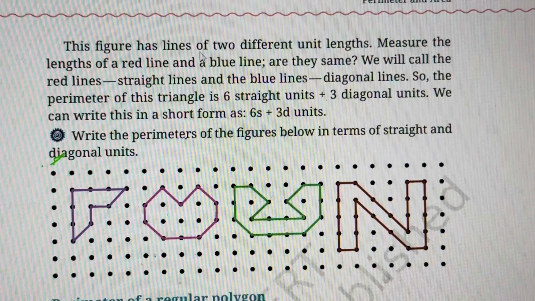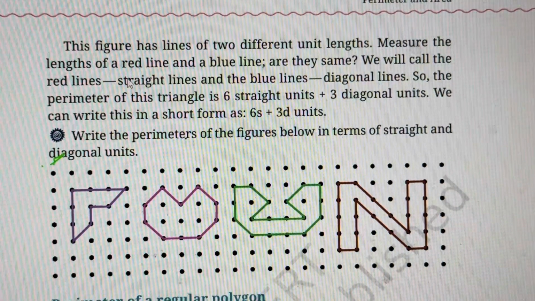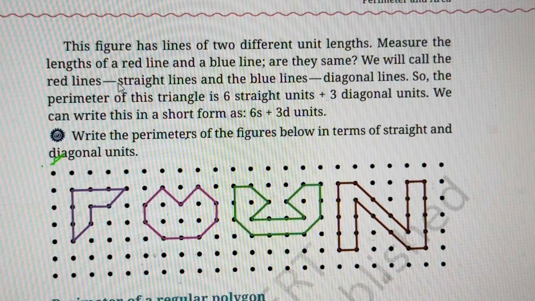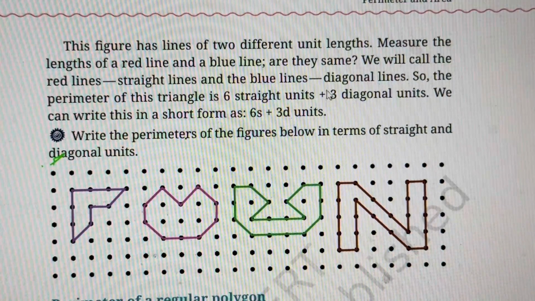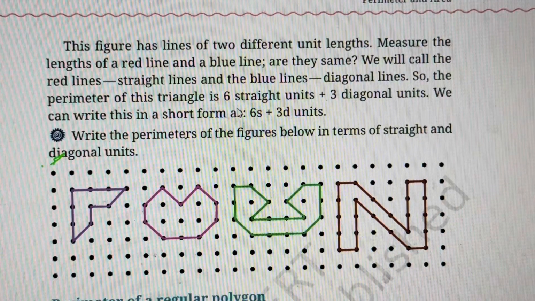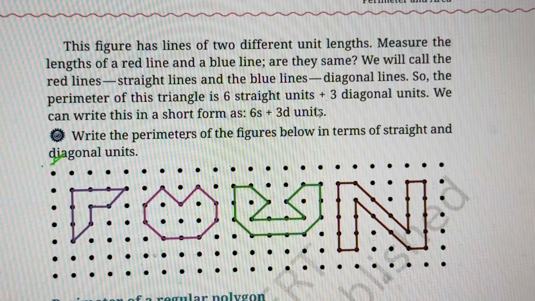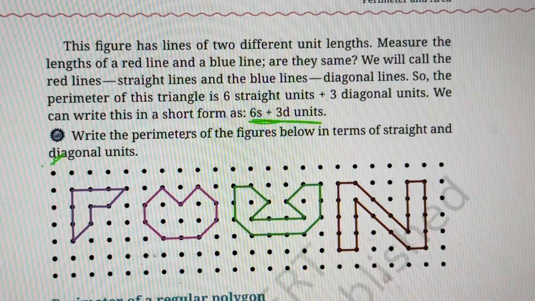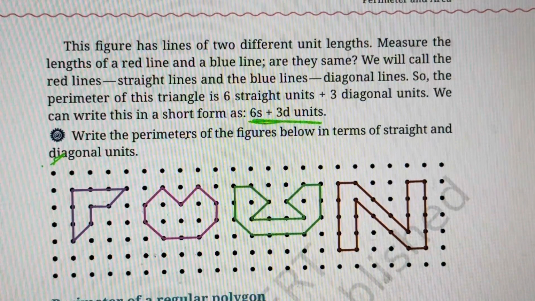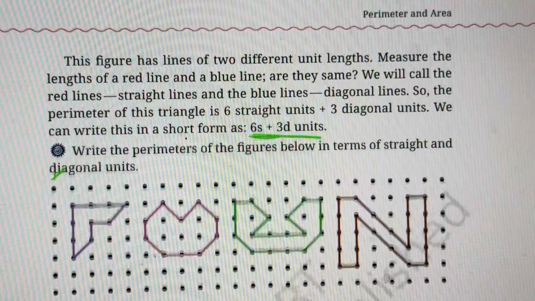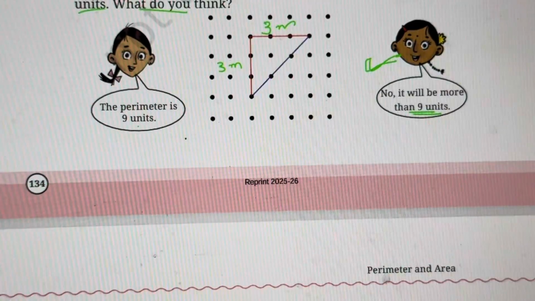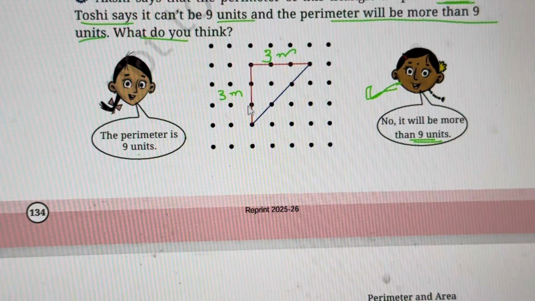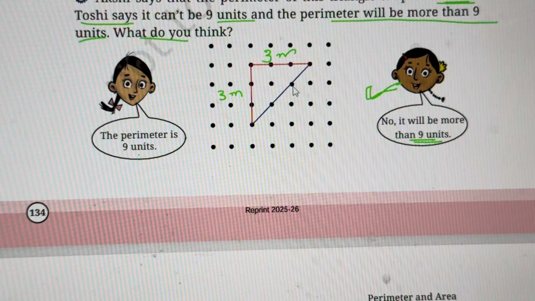Now this figure has lines of 2 different unit lengths. Measure the length of the red line and a blue line. Are they the same? We call the red lines the straight lines and the blue lines the diagonal lines, right? So 6 straight lines plus 3 diagonal units. So in short form we can write it as 6s plus 3d units, and you know that the diagonal's length is a little more. So that's why this again is correct. You can use this formula to measure these red lines and the blue lines given over here.